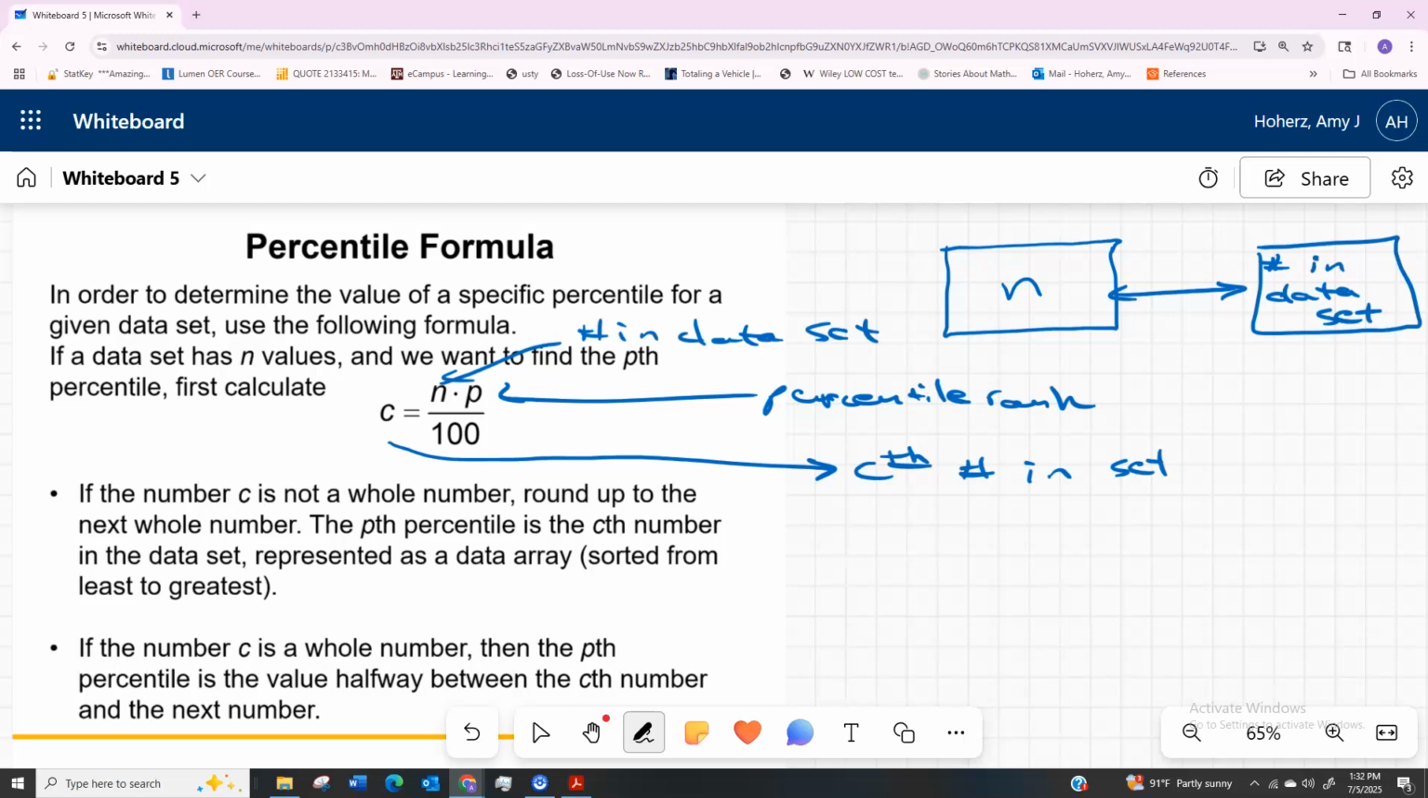Okay, so a couple rules. If we get a C that's not a whole number, we just round up to the next whole number. And then that percentile will be the C'th number in the data set. If the number C is a whole number, then we go in between that number and the next number. And we're going to do an example of each here.